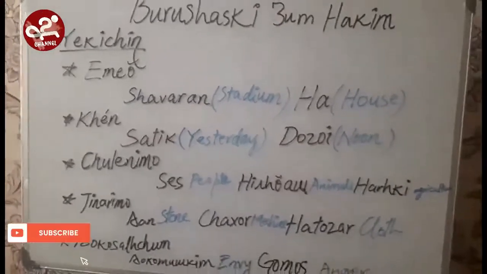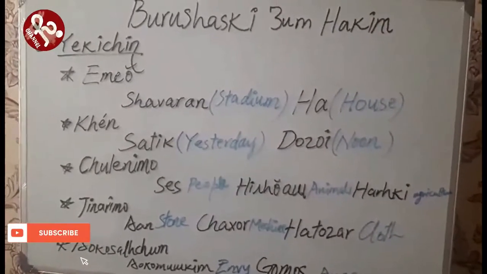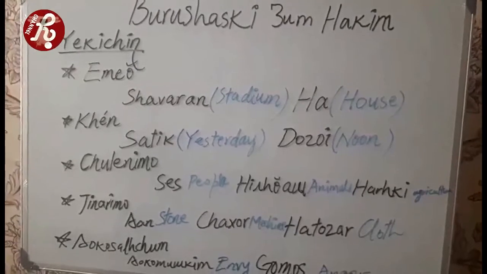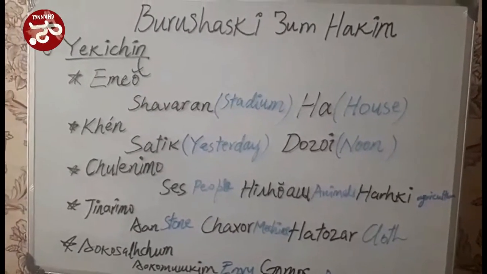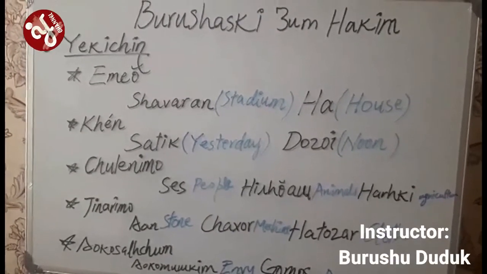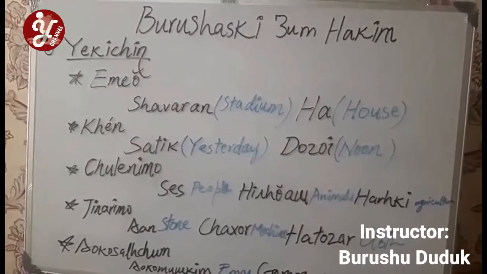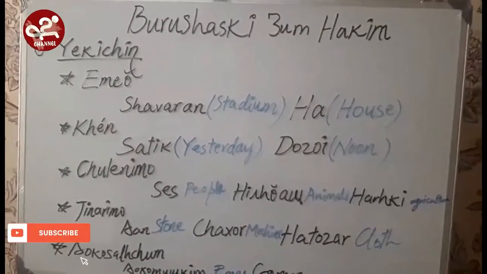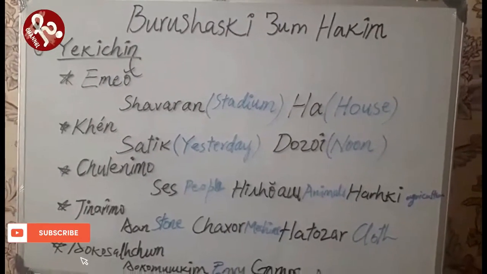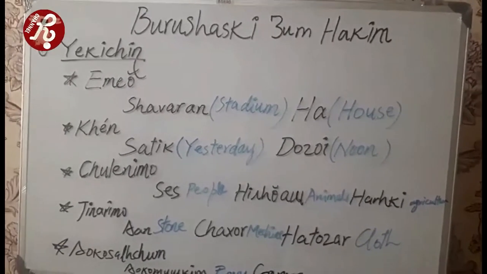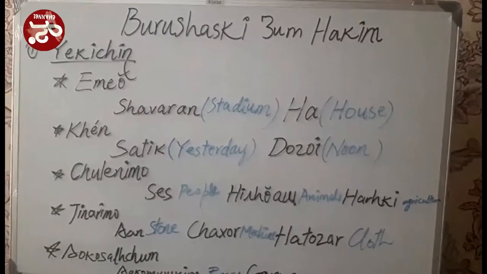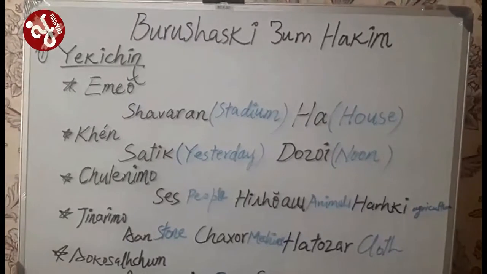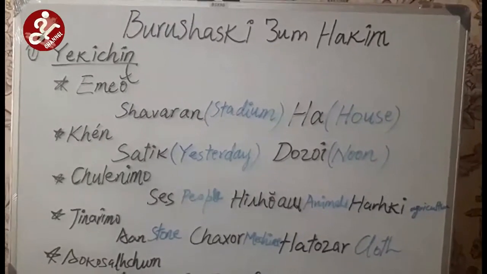So after discussing the first chapter about alphabets and the second chapter about the introduction to grammar, this is the third chapter, Burushaski Iskium Hakim. This is the third lesson. Hakim means lesson or learning. So we will talk about the first element of the Shaski, the grammar, that is Yekiching, means names.